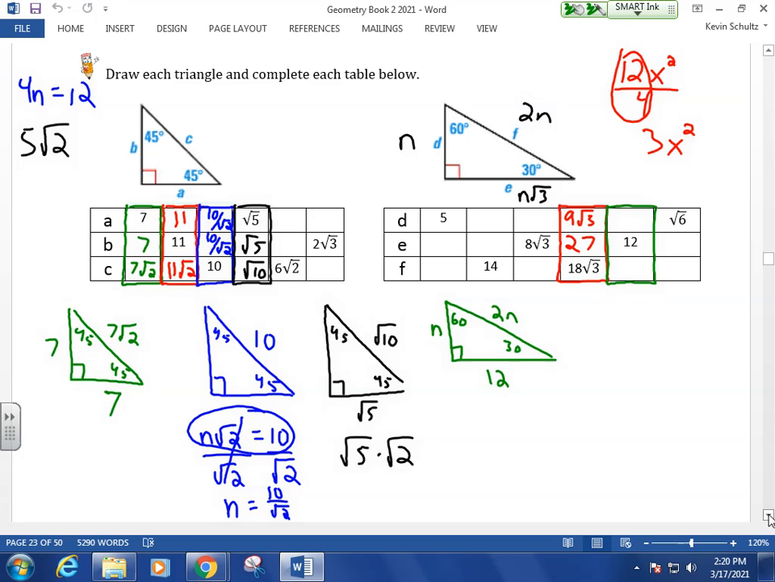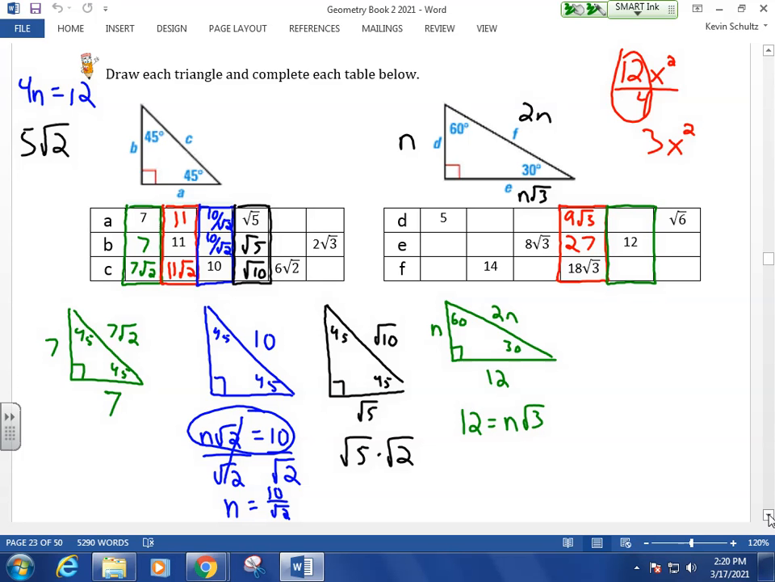So what are we going to set up? What equation can we use to relate that 12 to the ratio of the triangle? Gabby? 12 equals n root 3. Good. 12 is the n root 3 side. So basically what we're saying is whatever n is, we multiply it by root 3 to get 12. And so this equation is going to allow us to solve for n.